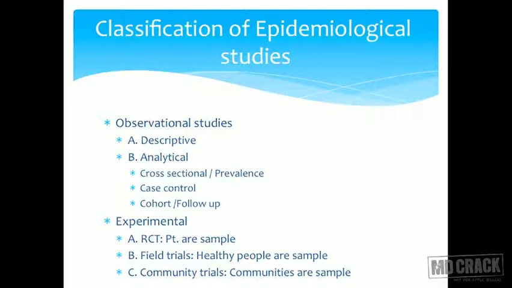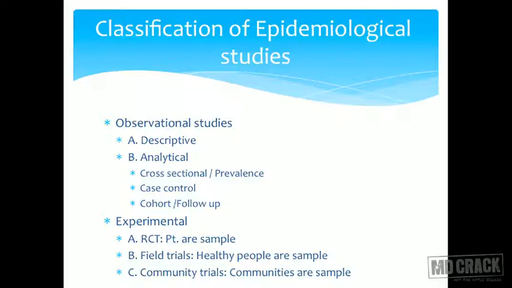Again, we'll be dealing with this in detail, but anything new, do an RCT. Today's gold standard test is the RCT. Then you have field trials and community trials. We won't be dealing too much with field trials and community trials because they are just experimental studies, but field trials, as you can see on the slides, are done in healthy people and community trials are done in communities.